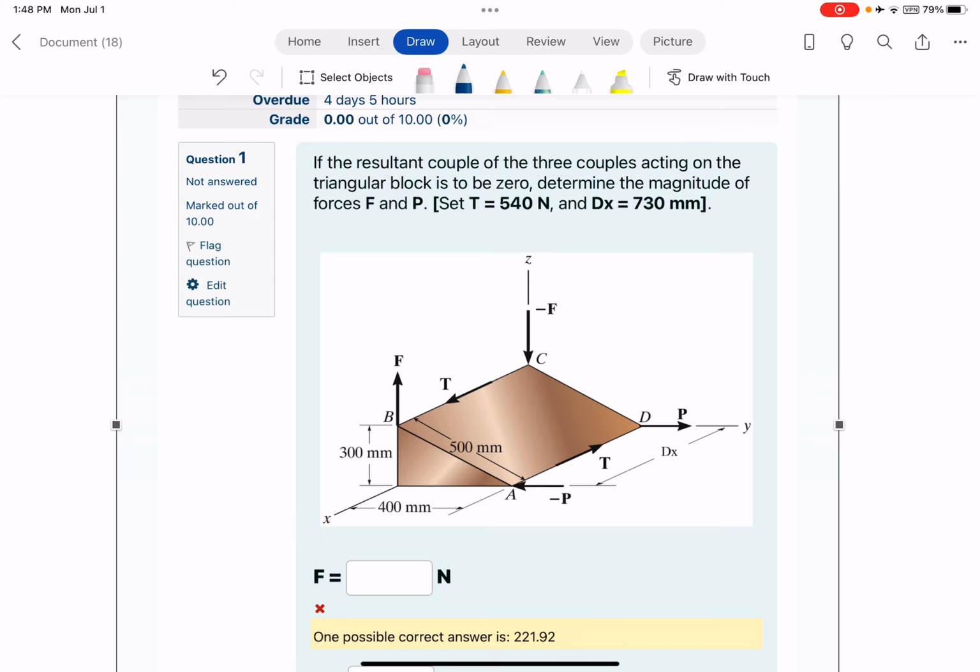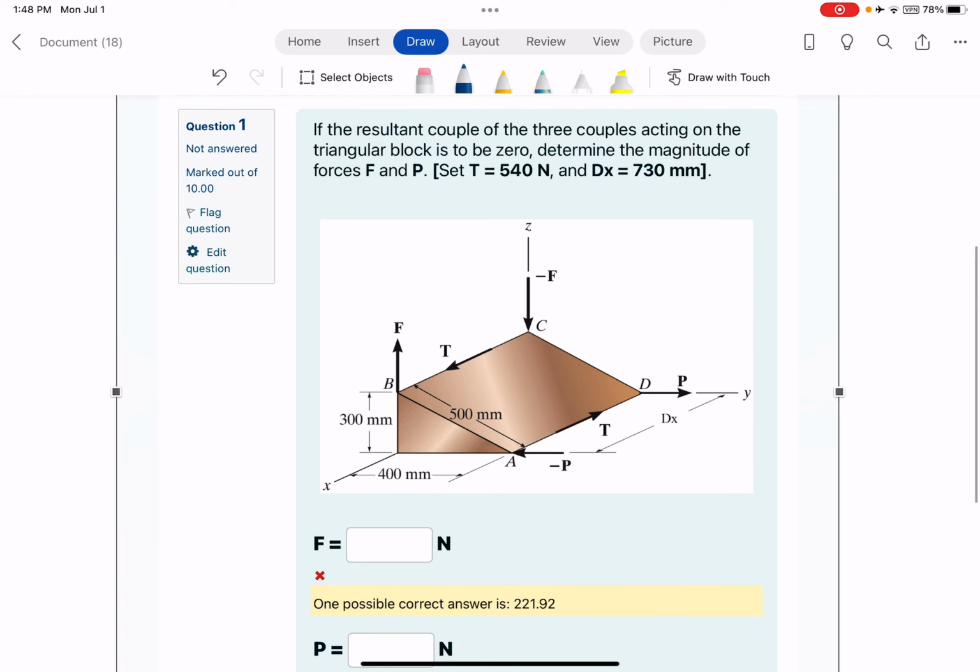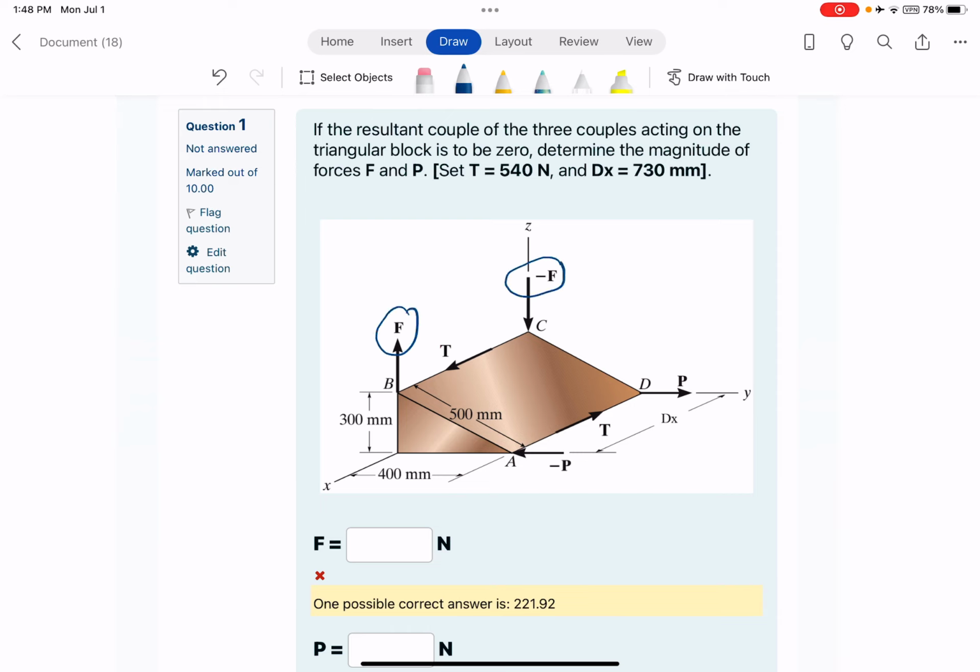So if the resultant couple of the three couples acting on the triangle block is to be 0, which means that all the moments combined are 0. We have here one force that will produce couple moment number 1, and we have this force that will produce couple moment number 2, and this force that will produce couple moment number 3. So we have 3 couple moments acting on the triangle block.